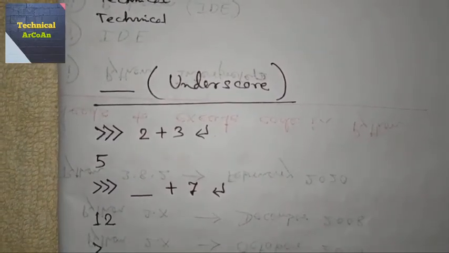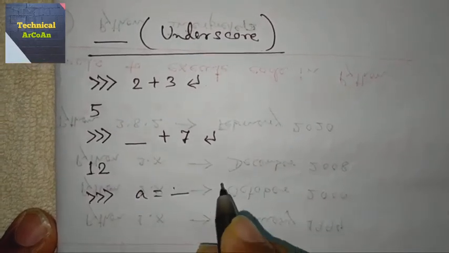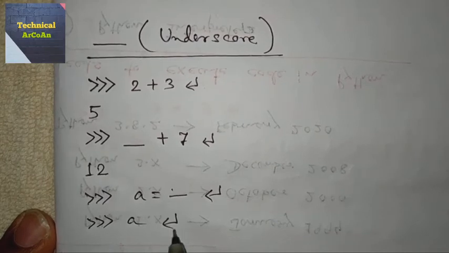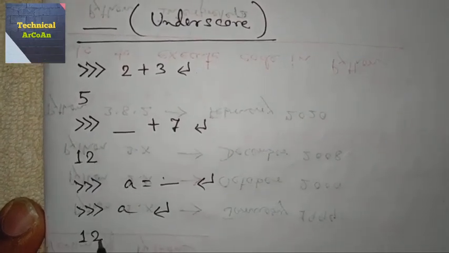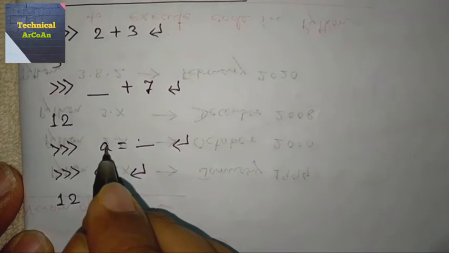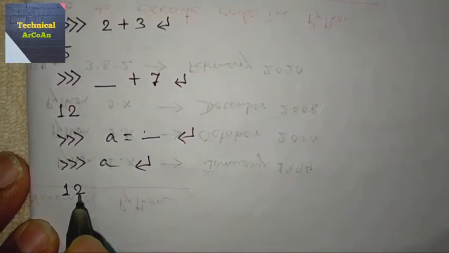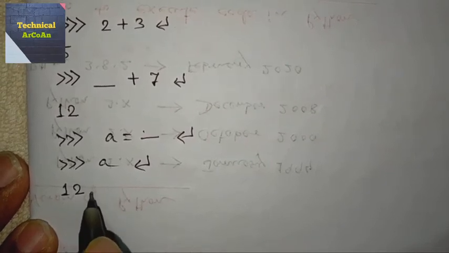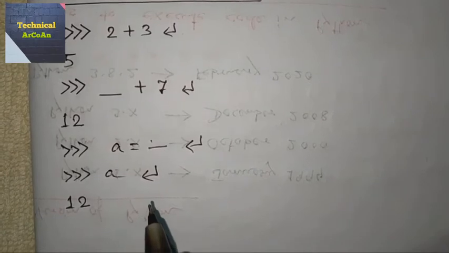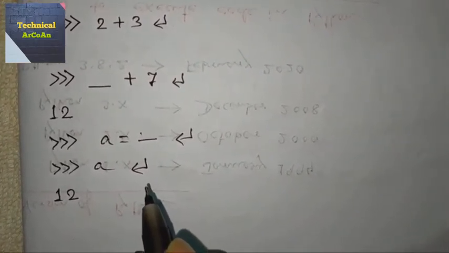Okay. Similarly, suppose we write a equal to underscore and enter. So what happens? If we want to print a, it will print 12 again because the last value is 12. So the 12 is stored into a. Now when we want to print the value of a, we get 12. That means this particular underscore variable is a special variable. It stores the last or previous result.